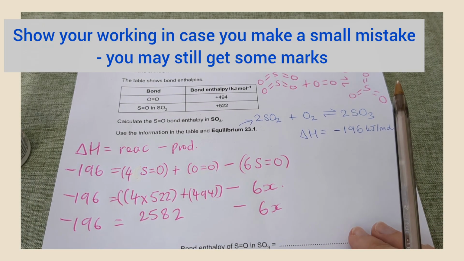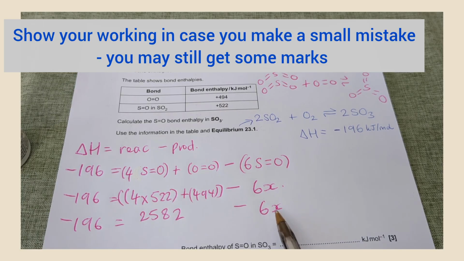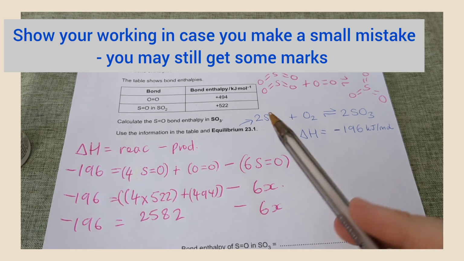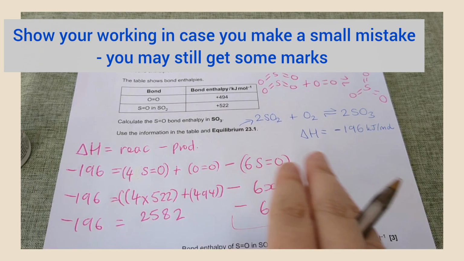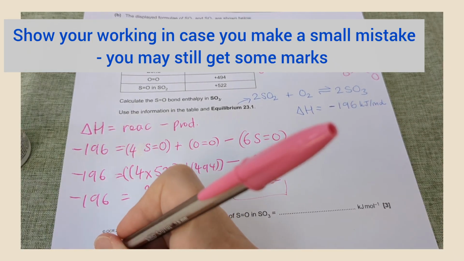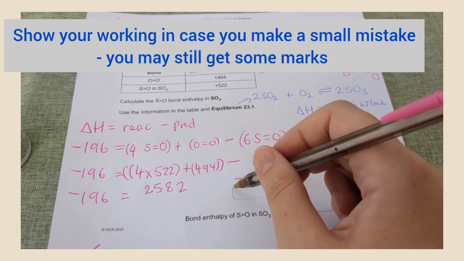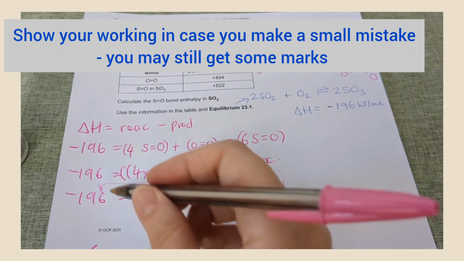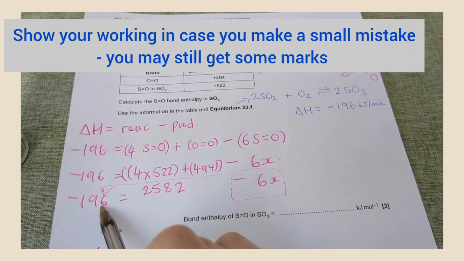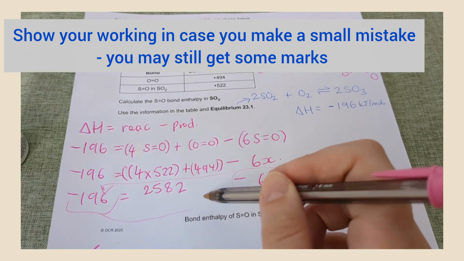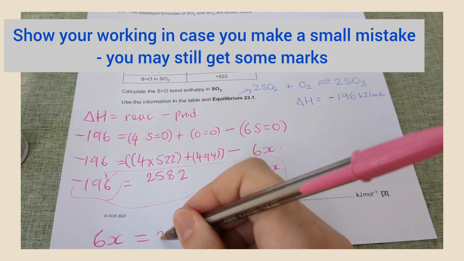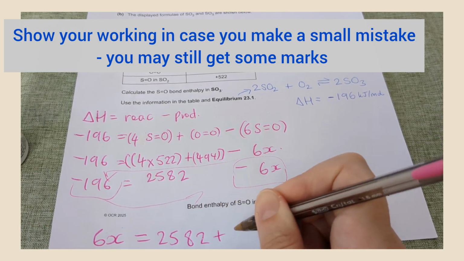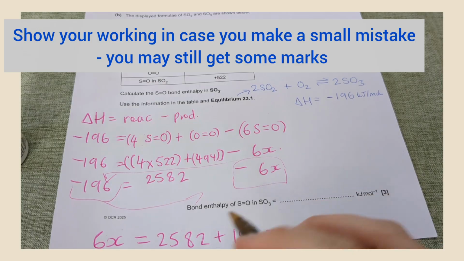So since we're working out bond enthalpy, we know this 6x can't be negative. Bond enthalpies are always positive. So what I'm going to do next is make that whole term move across the equals. So it's going to change its sign to a positive. So it was minus 6x. That whole thing is going to move across the equals to change its sign. Same thing's going to happen with this one. That minus 196 is going to move across the equals to become plus 196. And this will stay where it was. Work that bit out first.